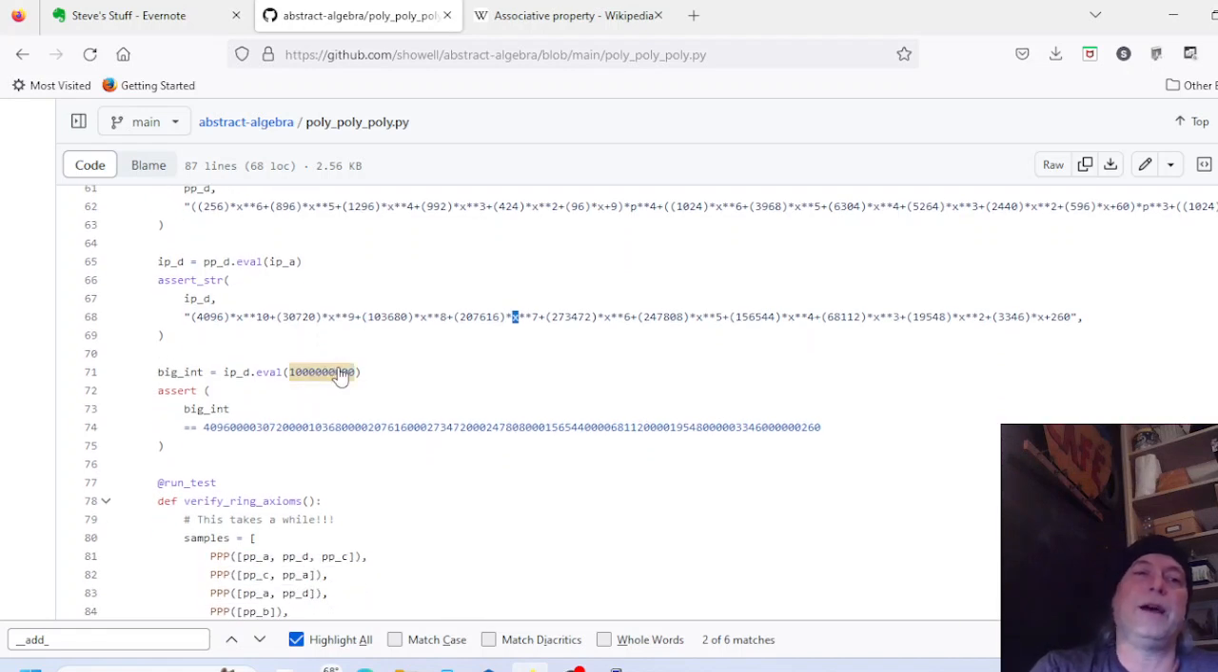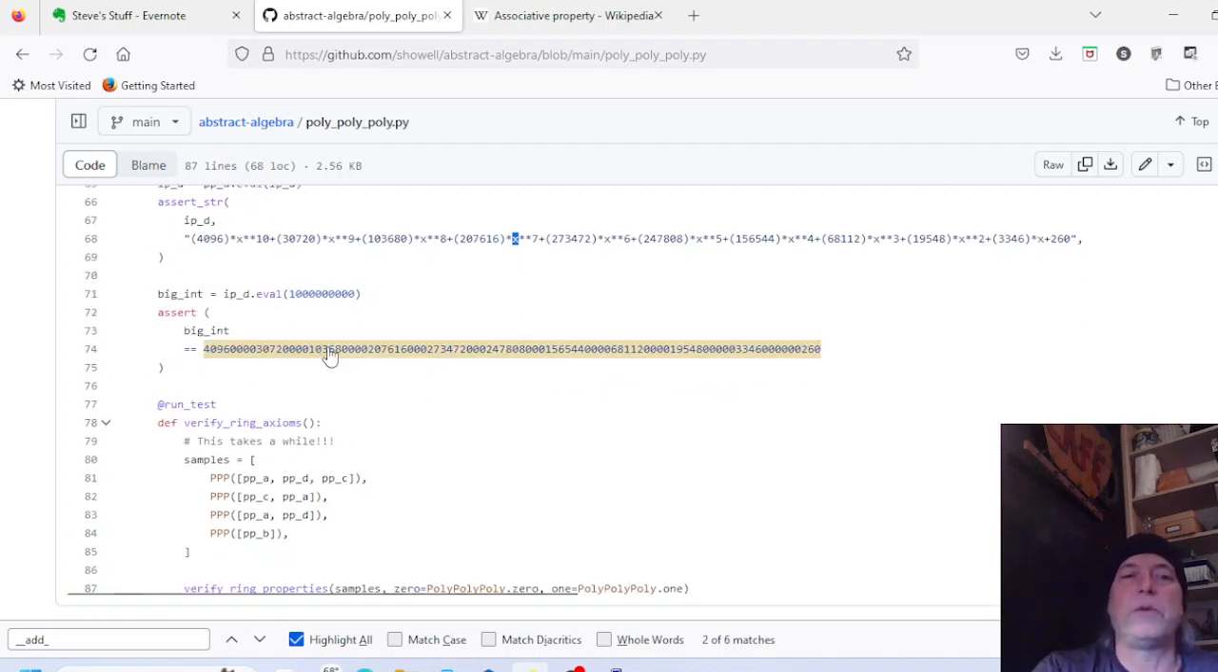And then we finally evaluate that using this number, which I guess is like a billion or so. I can't count the zeros. But then we get this really big number for the final result of the polynomial.